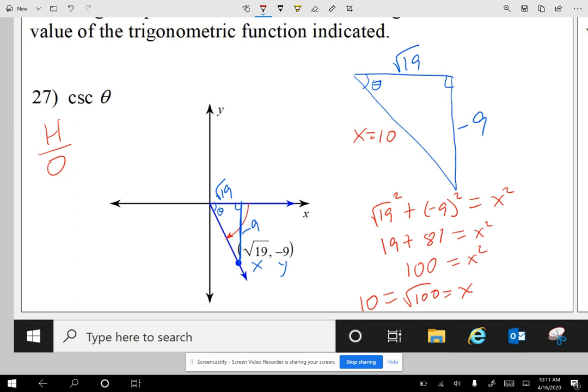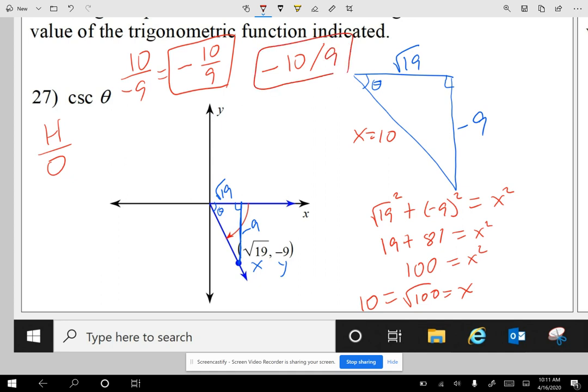Okay, so now I have the hypotenuse. And I have to go hypotenuse over opposite. So I have to go 10 over negative 9. The way I simplify this, let me bring the negative sign to the front. My fraction 10 over 9, I'm just going to leave it as 10 over 9. The way I will type this, I will type the negative at the front and then 10 over 9.